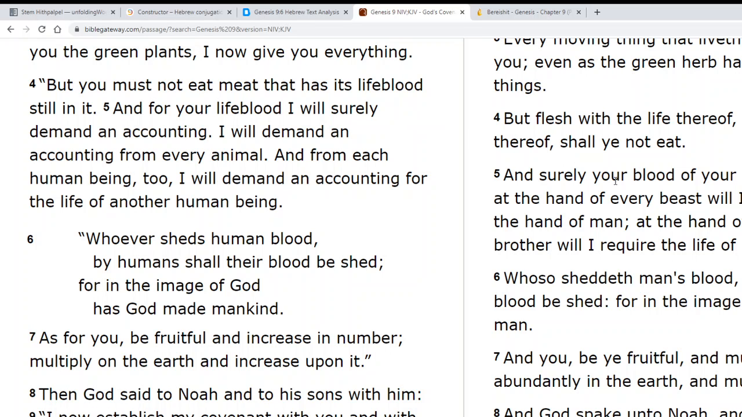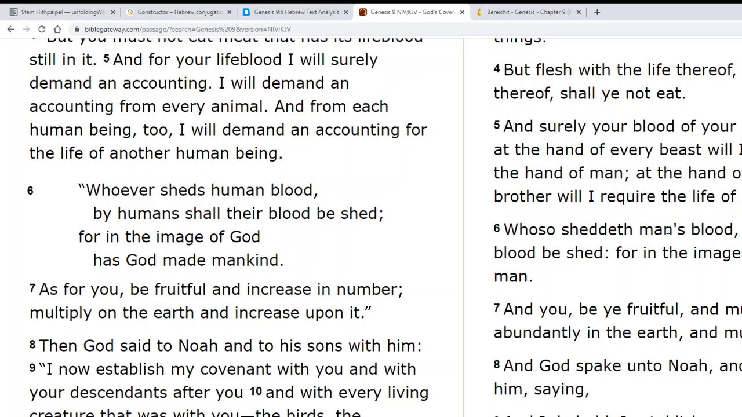So let's go ahead and look at verse 6. Whoso sheddeth man's blood by man shall his blood be shed, for in the image of God made he man. And first of all, I think "he" should be capitalized, but they're inferring that he. They're saying we're talking about the image of God, and they're inferring the he.